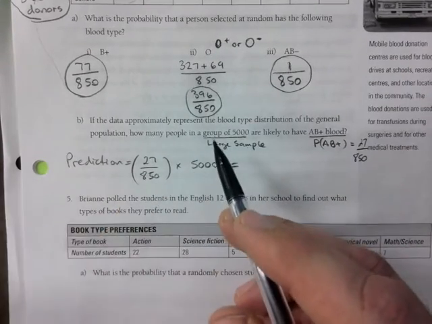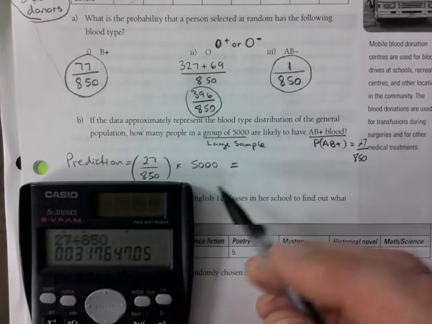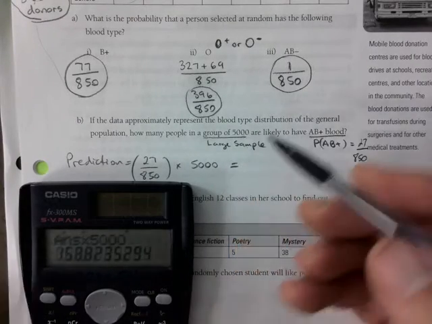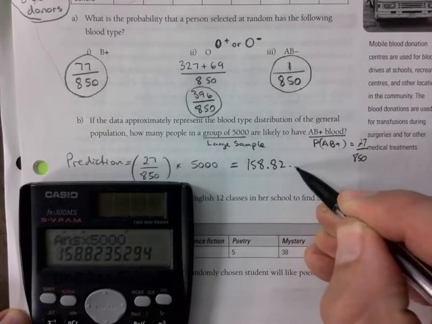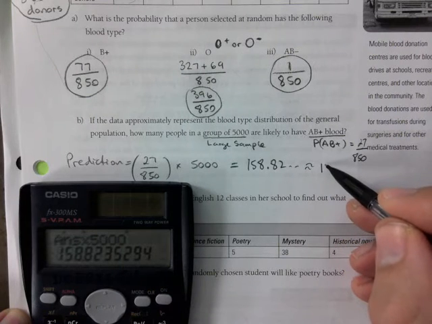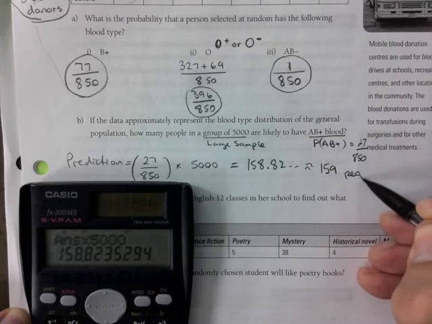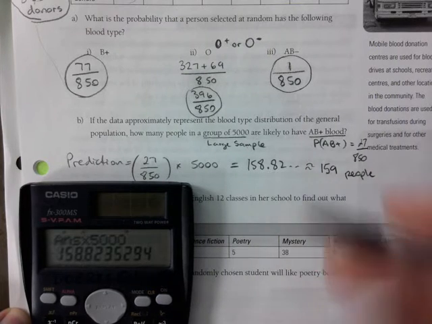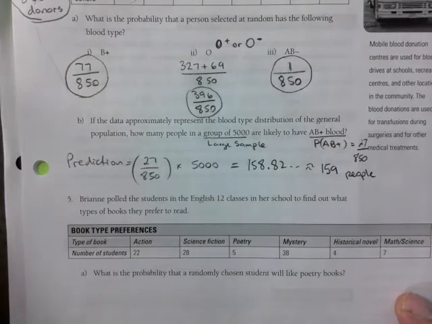So here, let's answer that. 27 divided by 850, right? Times 5,000. That's 158.82. And we're talking people. So that would be about 159 people, right? If you wanted to round down to be safe, right, to say, hey, it's actually about 158, that's fine. Either one is okay when it comes to whole numbers.